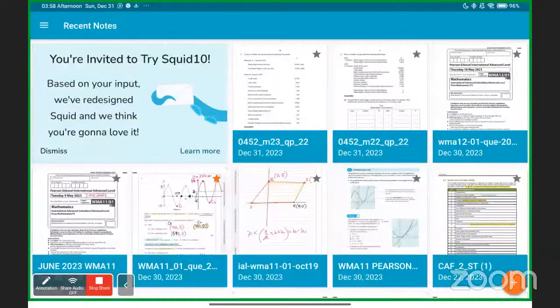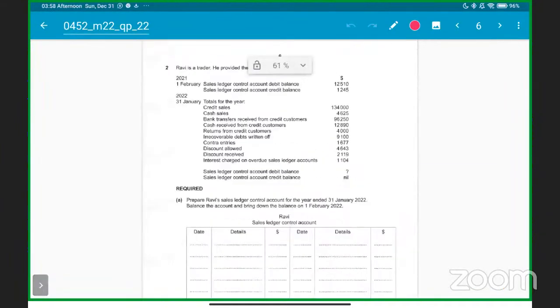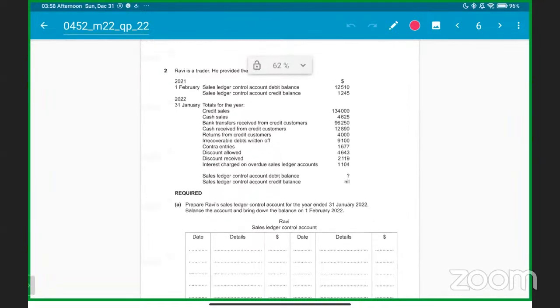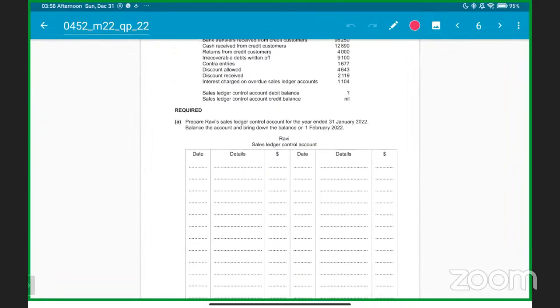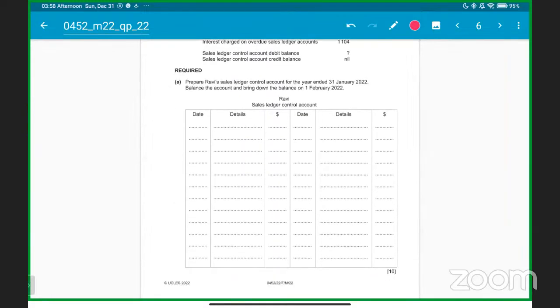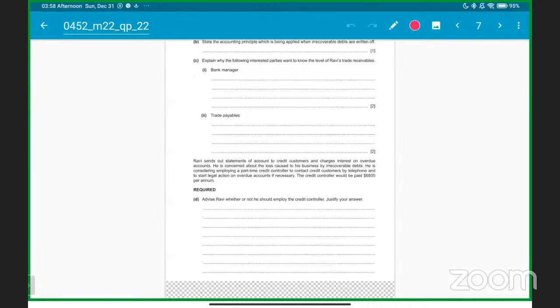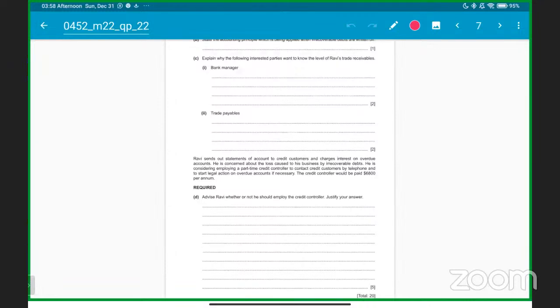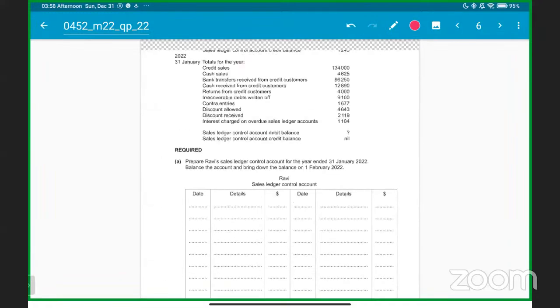First question that we have is of February, March 2022. From the sales ledger control account, we have to make a 10-mark sales ledger control account, as well as 10 marks theory, which means a lot of theory as well. So we'll have to understand how to write the theory. It's like a 50% division for this question.